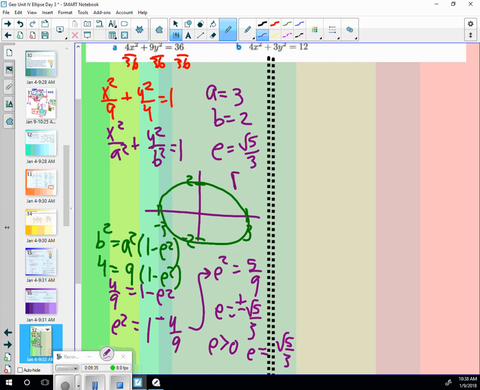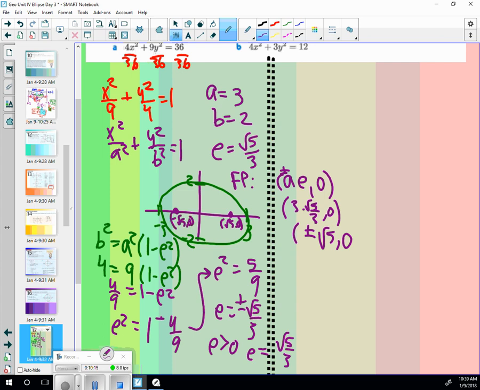Let's do the focal point, which is (plus or minus ae, 0). So ae is just going to be 3 times square root of 5 over 3, comma 0, which is plus or minus square root of 5, comma 0. Those will be the two. What's the square root of 5 close to? Is it bigger than 2? Less than 3? So does that make sense? Yeah, it does. Square root of 5 comma 0. This will be negative root of 5 comma 0.